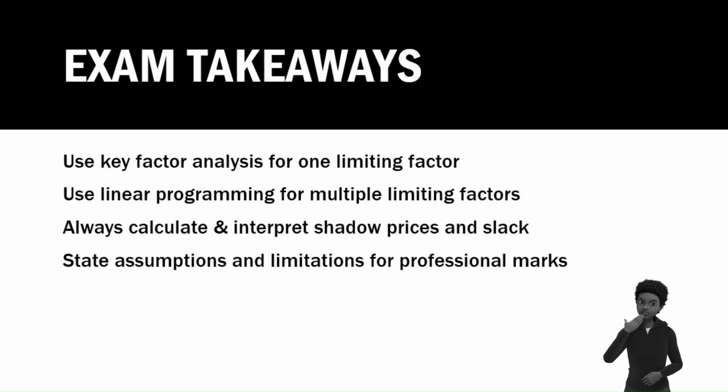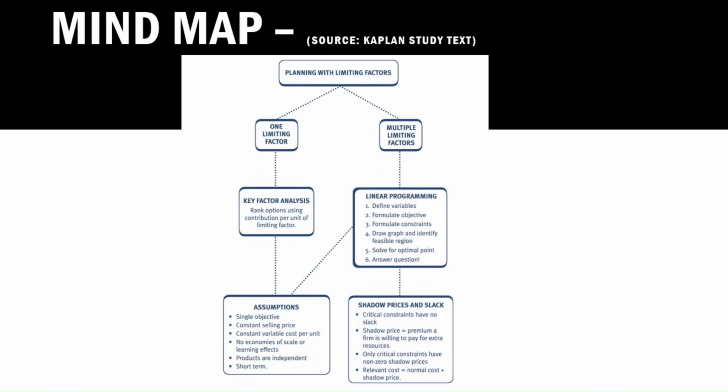Exam takeaways. To recap, use key factor analysis when there is one limiting factor. Use linear programming when there are two or more limiting factors. Always check for slack and calculate shadow prices for critical resources. State the assumptions and limitations in your exam answers to earn professional marks.